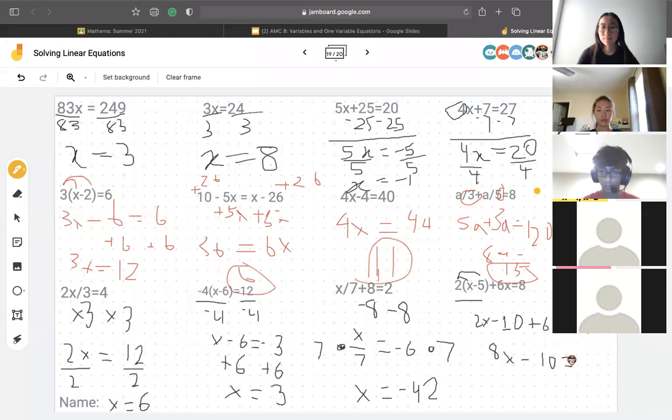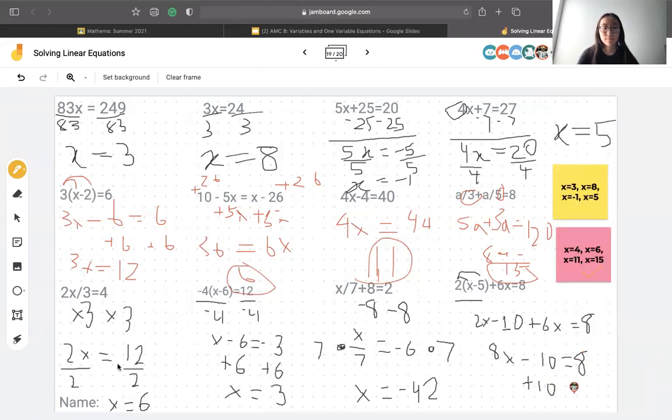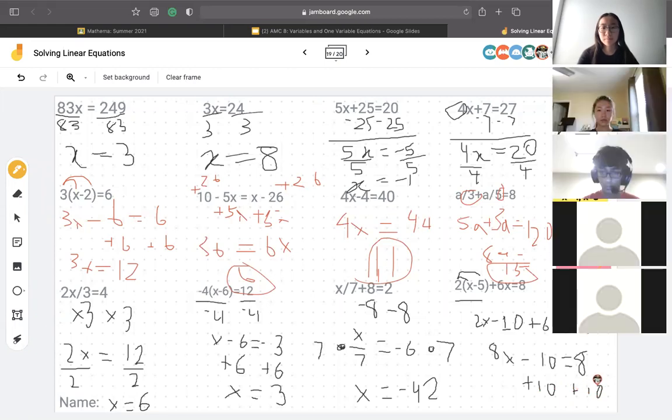And then we add 10 to both sides. And we get 8x is equal to 18. And then we divide by 8 on both sides, and we get x is going to be equal to 9/4.